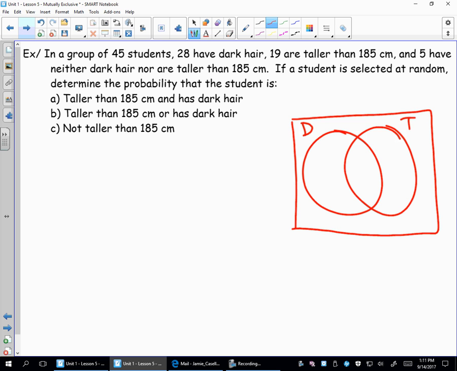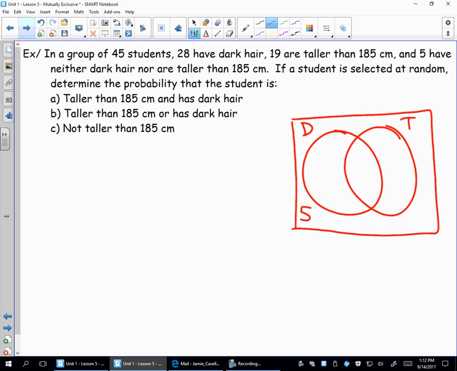45 students, 28 have dark hair, 19 are tall, and 5 are neither dark hair nor tall. In other words, there's 5 people out here. So they've kind of given us the opposite information we're used to. We're used to being given the overlap, the people who are tall and have dark hair, but they've given us a complement to that. Okay, so I've got to fill in the rest of this Venn diagram.